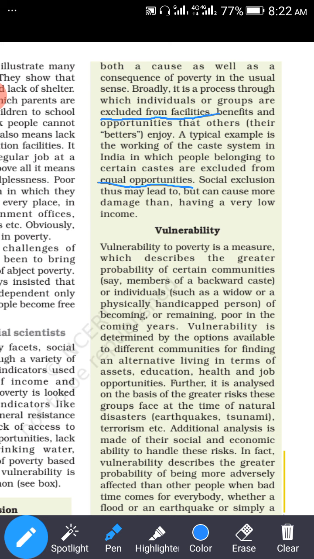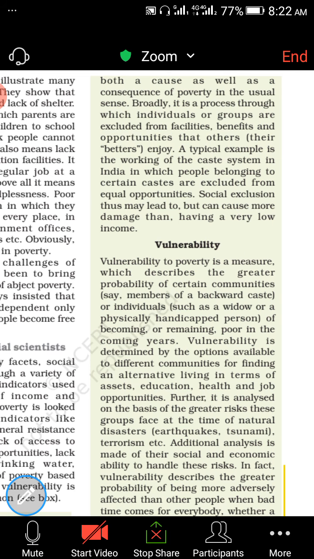Do you have an example? It is an example you may easily understand. The caste system. Among the caste system, which caste is especially damaged in society? The lower castes, the SC and ST, they are the sufferers, and they are also exploited by the upper castes. So it is one of the reasons.